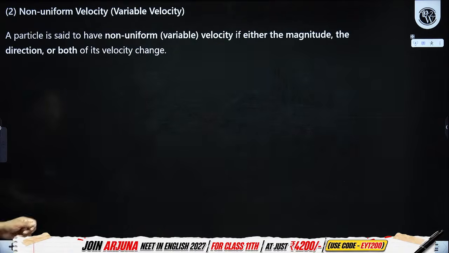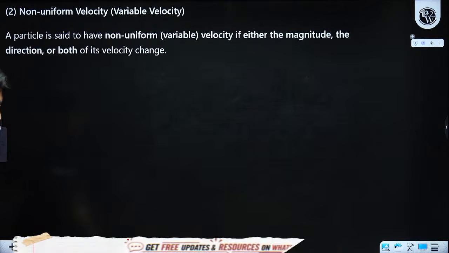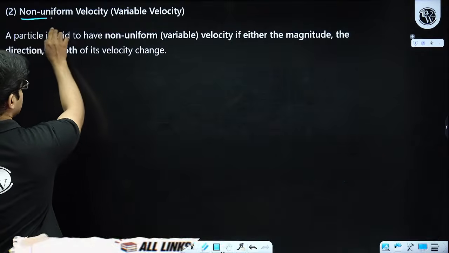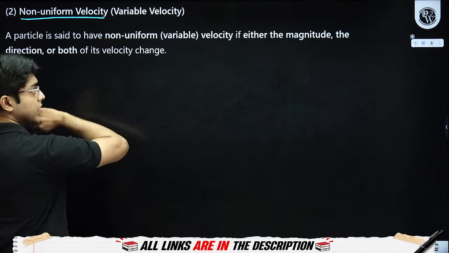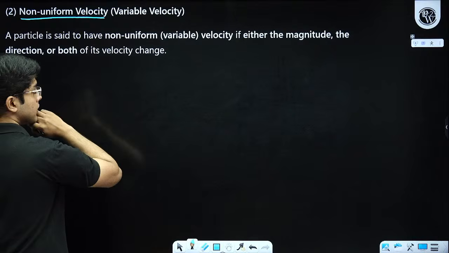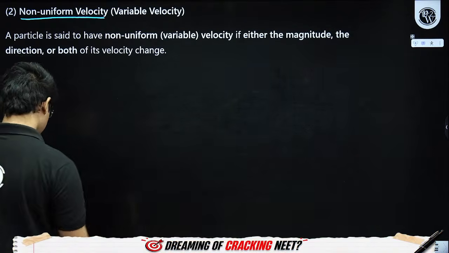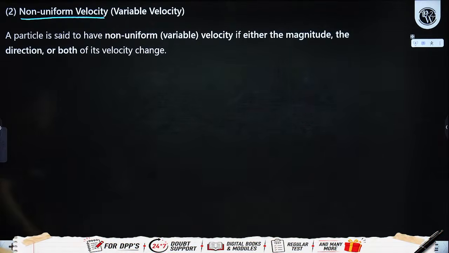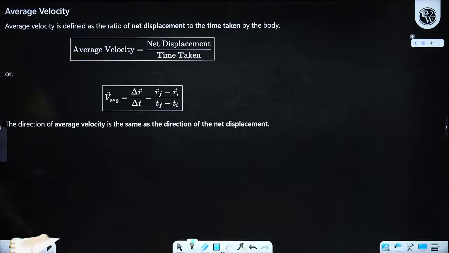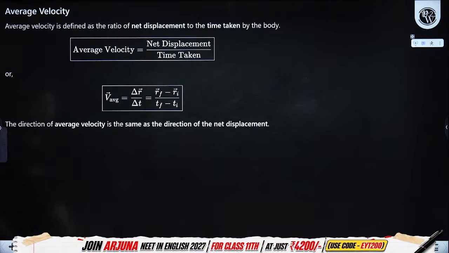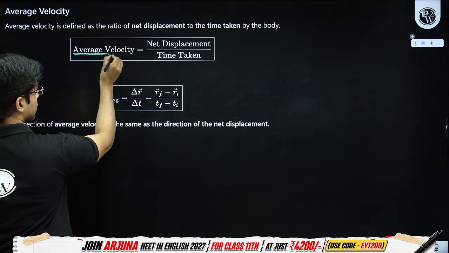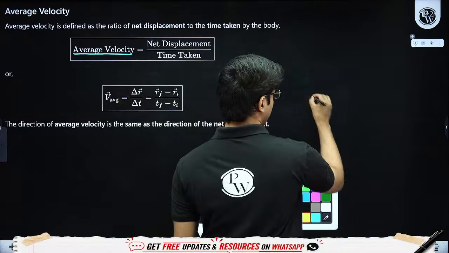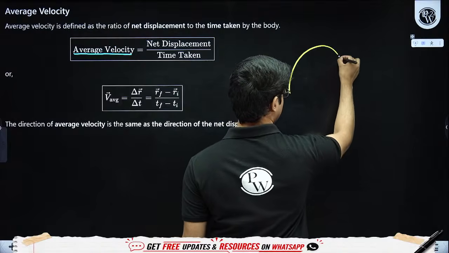Now non-uniform velocity or variable velocity is the opposite of that. If either the direction or the magnitude of velocity change, then it's a non-uniform velocity. So there is nothing much to talk about for this. Now we will discuss the next quantity, average velocity. We discussed average speed for a journey. Now we'll discuss average velocity for a journey.